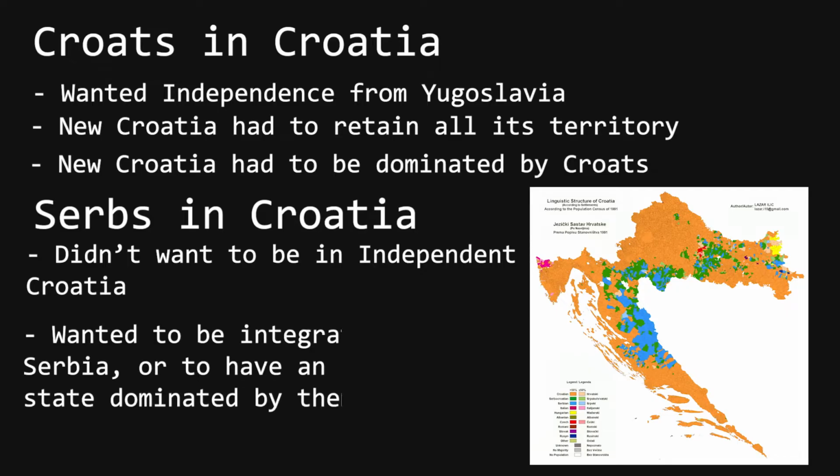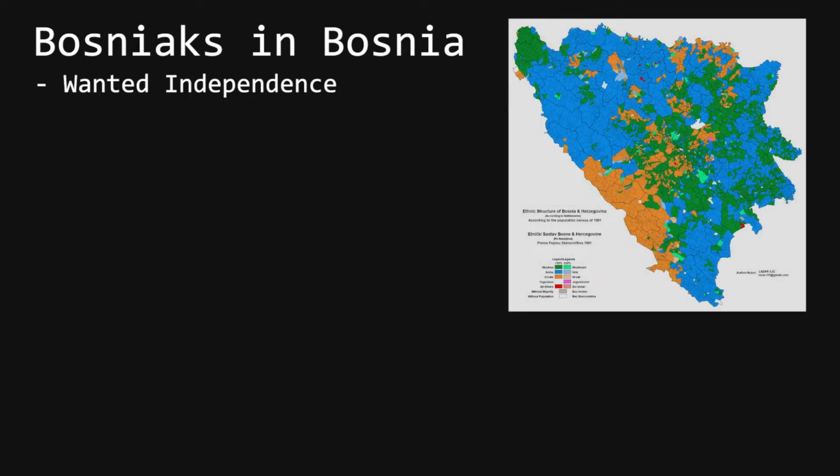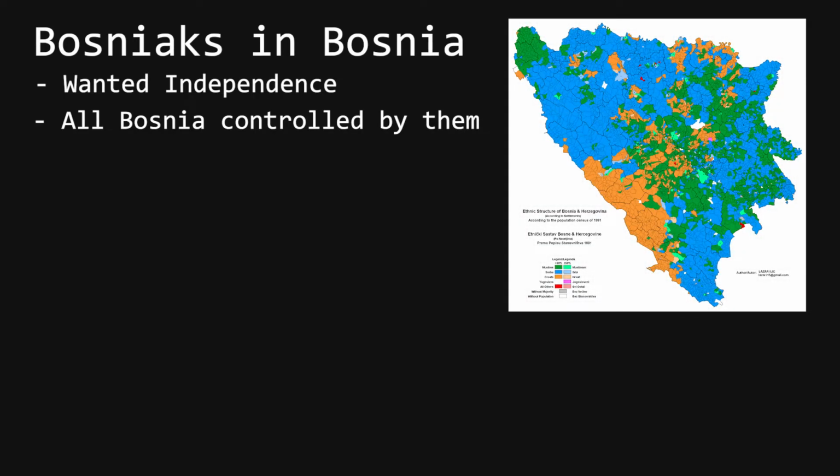They wanted either to be reunified with Serbia or have a separate Serbian-dominated state. They were also supported by Serbia itself. The Bosniaks in Bosnia were Muslims who wanted independence and the territorial integrity of Bosnia and Herzegovina.